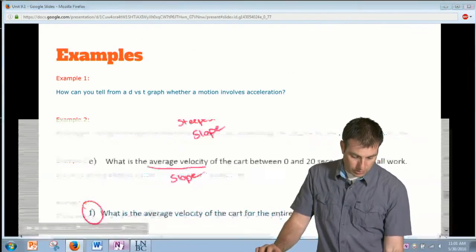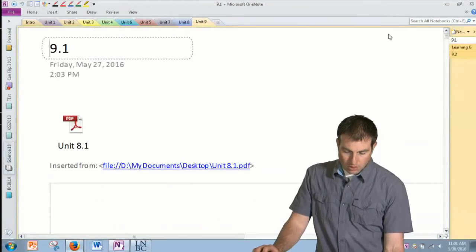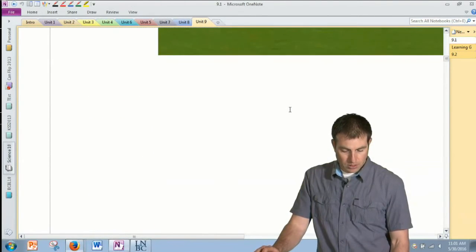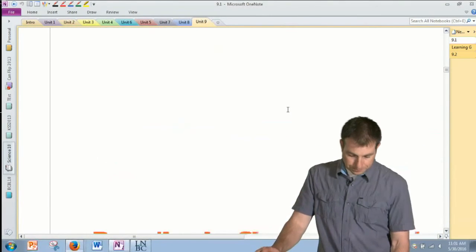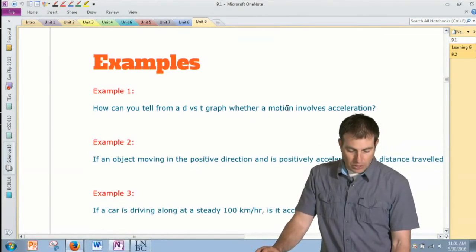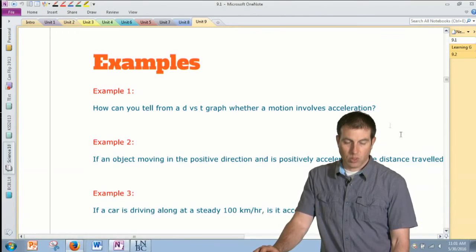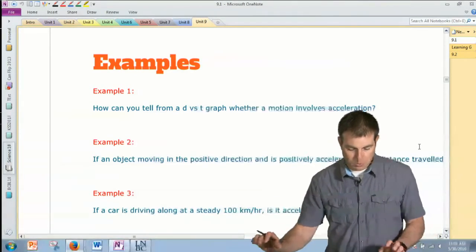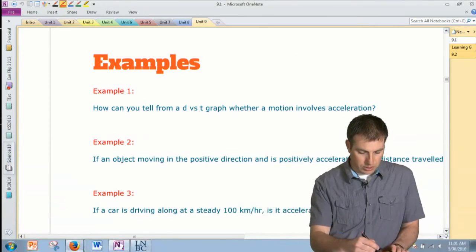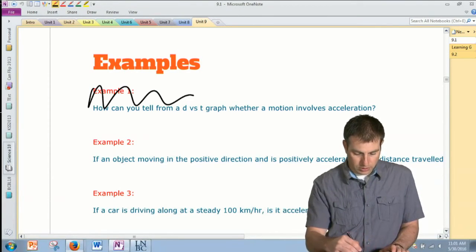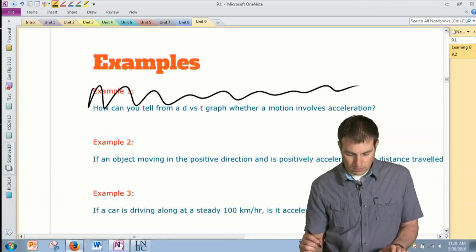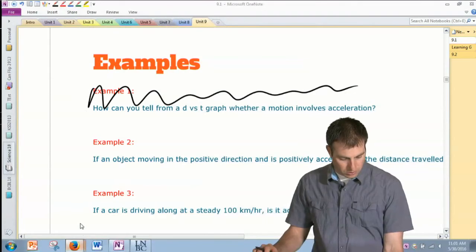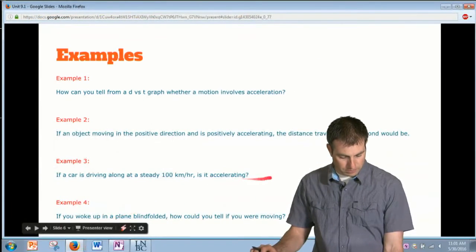Sure, let's do these and then maybe we'll have some epiphanies or something. All right, how can you tell from a distance versus time graph whether a motion involves acceleration? We haven't even talked about acceleration, so we're just going to skip you for now. Question 1. Yeah, I don't want to do any of these. I've changed my mind. Don't want that, I want that.